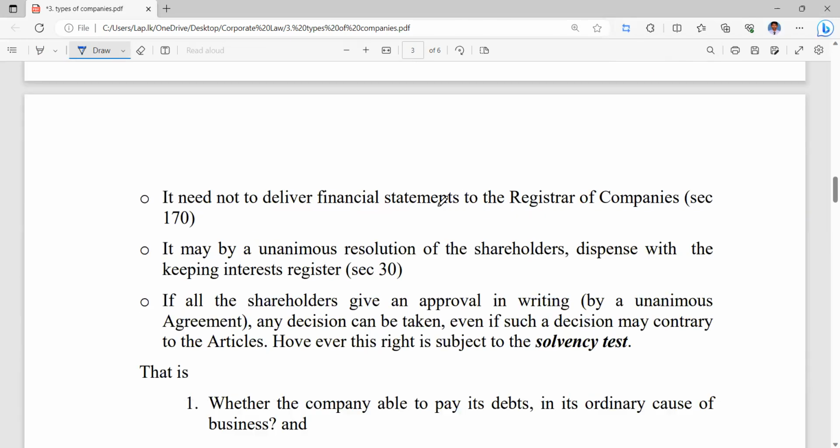It need not deliver the financial statements to the Registrar of Companies, but we know that for a PLC it is mandatory. Interim financial statements also should be given. It may pass a unanimous resolution. Unanimous in the sense all the shareholders should agree. By a unanimous resolution of the shareholders, it may dispense with the interest register.